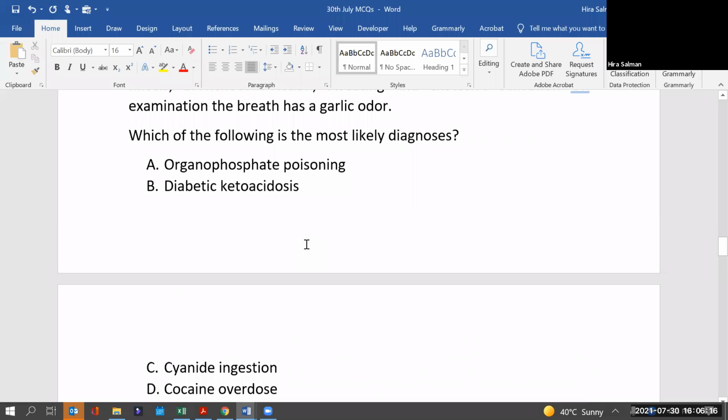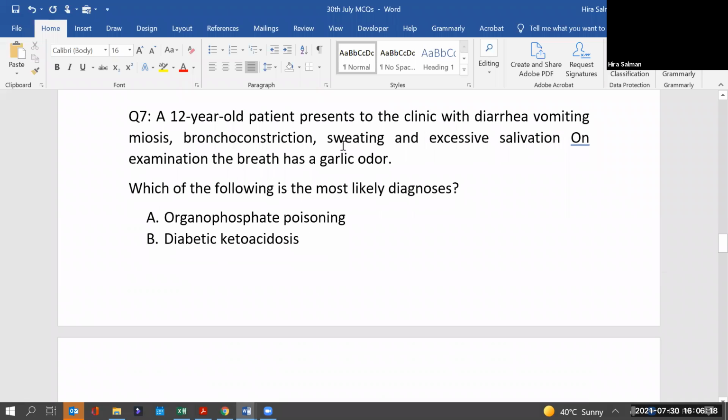Here the question is saying that a 12-year-old patient presents to the clinic with diarrhea and vomiting, miosis, constriction of the iris muscle, the eye muscle. You can see a constriction there, bronchoconstriction, sweating, excessive salivation. See, diarrhea, vomiting, bronchoconstriction, sweating, excessive salivation, they are all because of acetylcholine. On examination, the breath has a garlic odor.